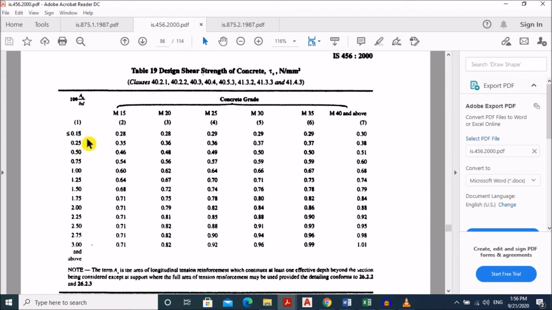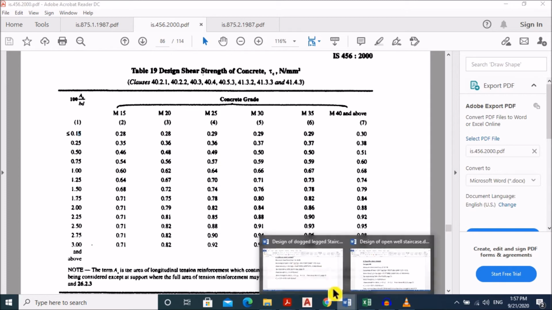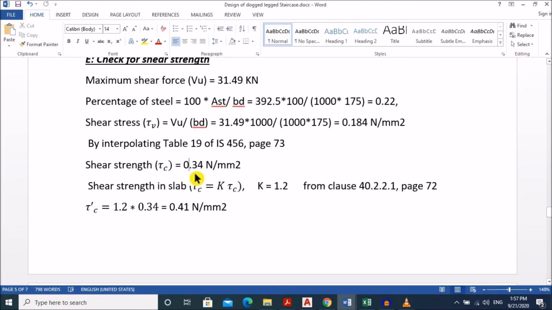0.22 lies between 0.15 and 0.25. After interpolating, we get the value between 0.29 and 0.36, that is 0.34 Newton per mm square. Shear strength in slab equals K tau c, where K equals 1.2 from clause 40.2.2, page number 72.